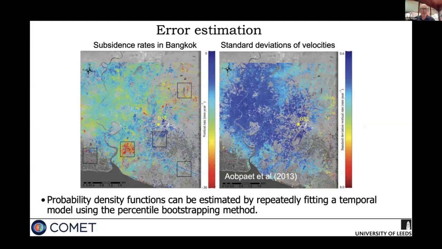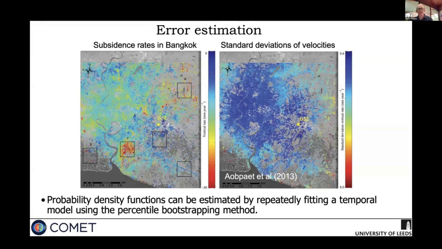Okay, so that's it really in terms of PS. Just to say that you can do things like come up with some sort of quality index. So one thing you can do is estimate the standard deviation if you assume that you know what the deformation should look like. So if you assume the deformation is linear in time, using bootstrapping, you can try and fit a linear model multiple times, and this gives you a probability distribution, and you can calculate the standard deviation of that, for instance. So that's shown on the right here.